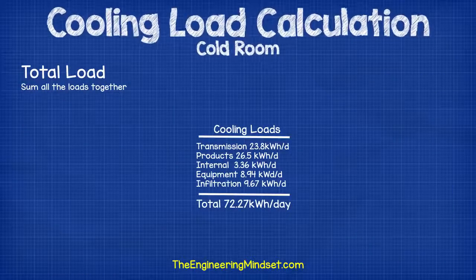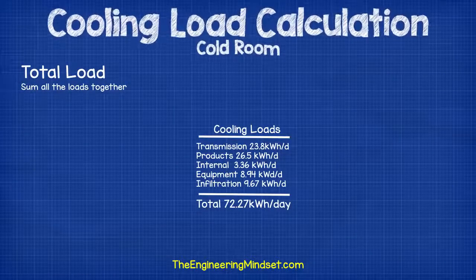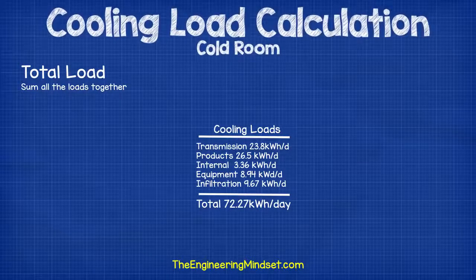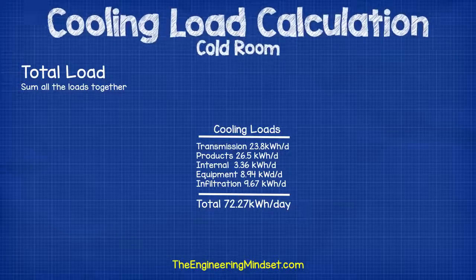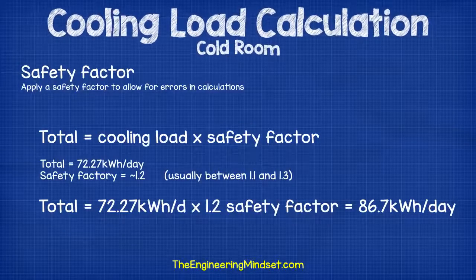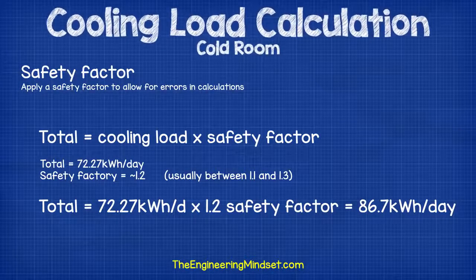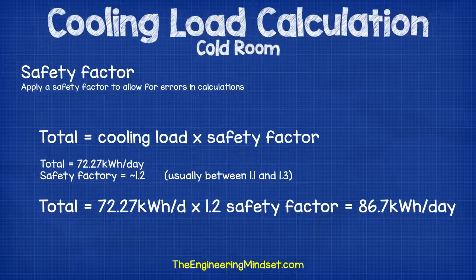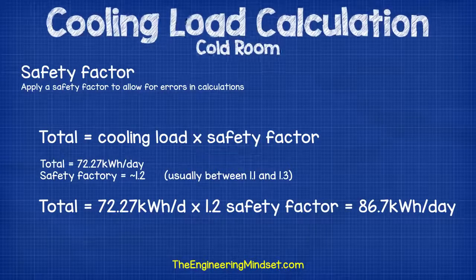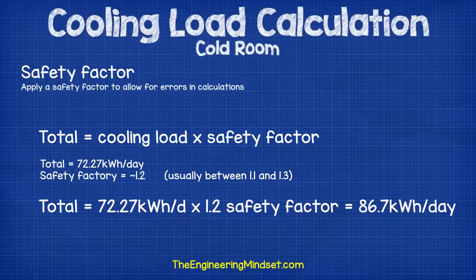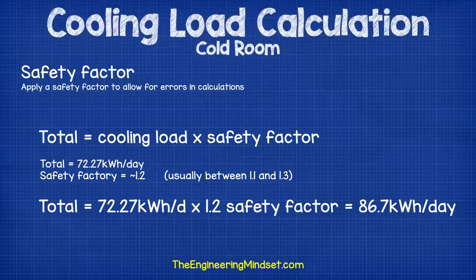Now we need to calculate the total cooling load, so for that we'll just need to sum up the calculations that we've just performed, and we'll see that that comes out to 72.27 kilowatt hours per day. We should also then apply a safety factor to the calculation to account for errors and variations from design. It's typical to add 10 to 30% onto the calculation to cover this. I've gone with 20%, so we'll just multiply the cooling load by a safety factor of 1.2 to give us our total cooling load of 86.7 kilowatt hours per day.